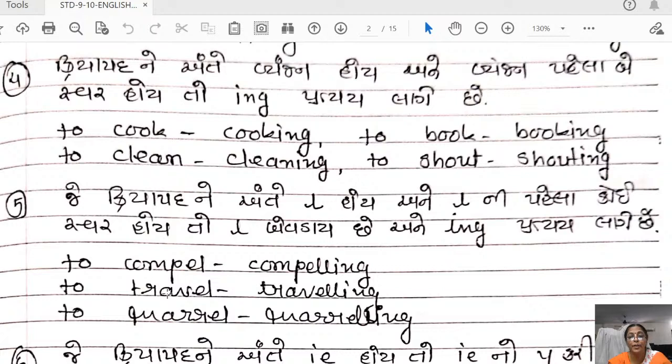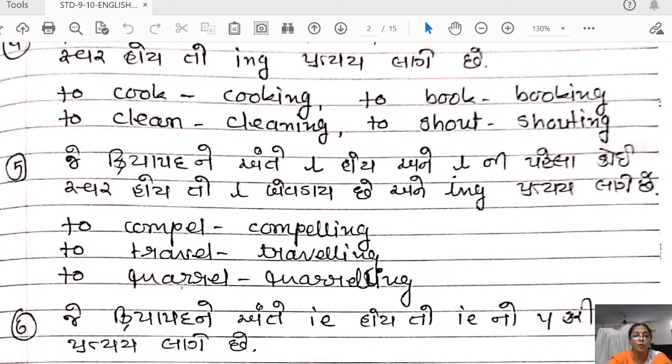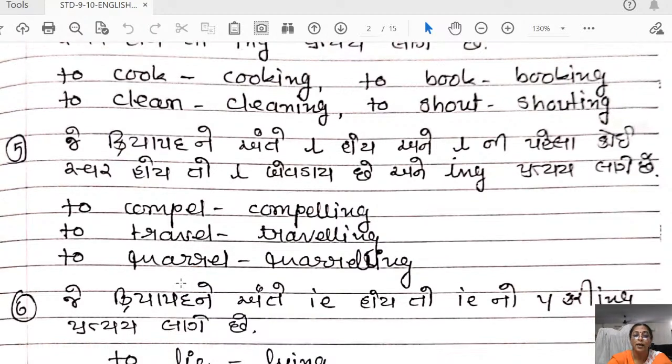See for example, compel. Right, so we have L at the end. To compel becomes double L, then we can put ing, the word becomes compelling, COMPELLING. Second example, to travel becomes travelling. Third example, to quarrel becomes quarrelling, QUARRELLING. Right, so this is the rule number 5.